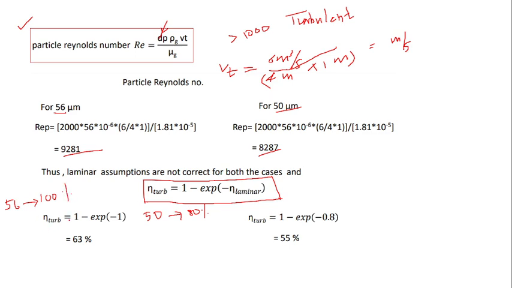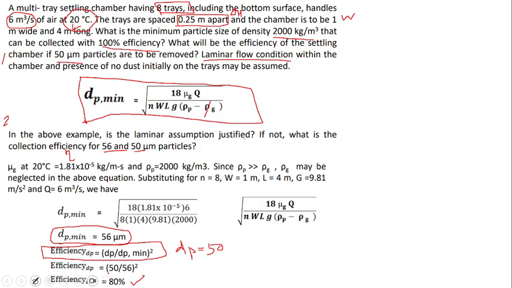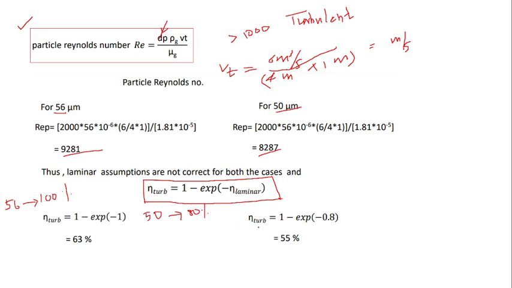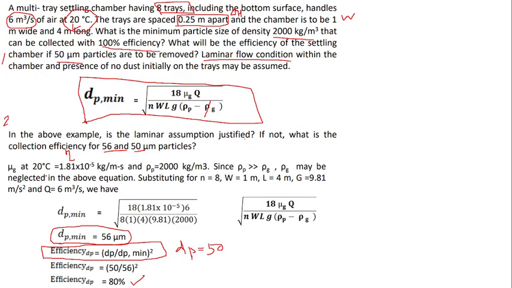So turbulent efficiency is equal to 1 minus exponential of minus 1, where 1 is 100 percentage for the 56 micron particle. So the answer is 63 percentage. Then for the 50 micron particle, the efficiency is 80 percentage, which is already calculated. So the actual efficiency is equal to 1 minus exponential of minus 0.8, which is 55 percentage. Now we have calculated the actual efficiency for the particle sizes of 56 micron and 50 micron. Okay. Do you have any doubt in this problem?